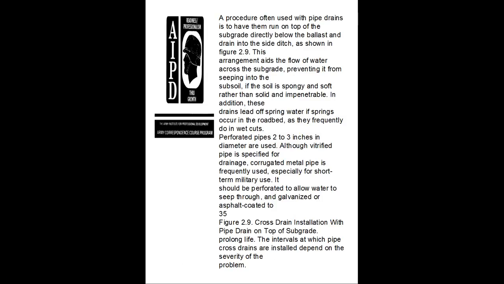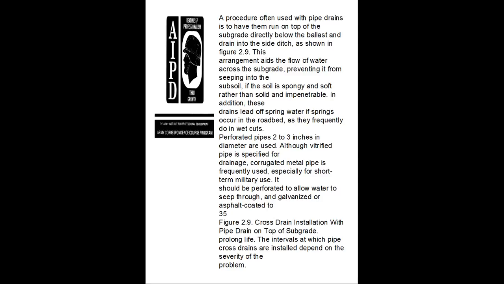A procedure often used for the pipe drain is to have them run on top of the subgrade directly below the ballast and drain to the side ditch, as shown in Figure 2.9. This arrangement aids the flow of water across the subgrade, preventing it from seeping into the subsoil if the soil is spongy and soft rather than solid and impermeable. In addition, these drains lead off spring water where springs occur and the roadbed is frequently draining water into the wet cuts.